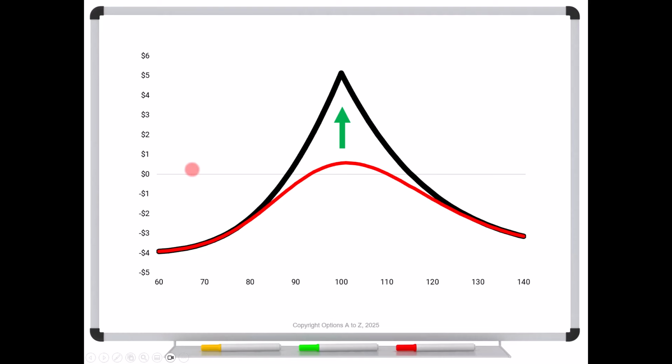However, if the stock gets out here to the far left or the far right, what happens? This red line is getting pushed lower. So we definitely want to see the stock stay somewhat neutral. That's the basic idea behind a calendar spread.